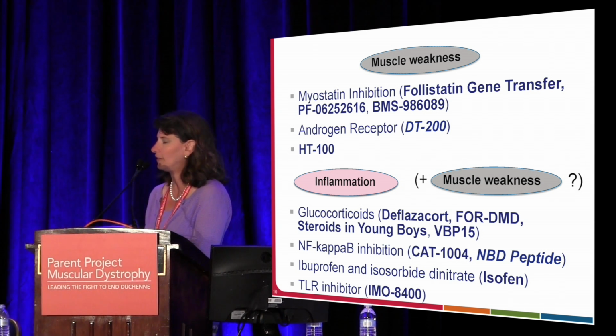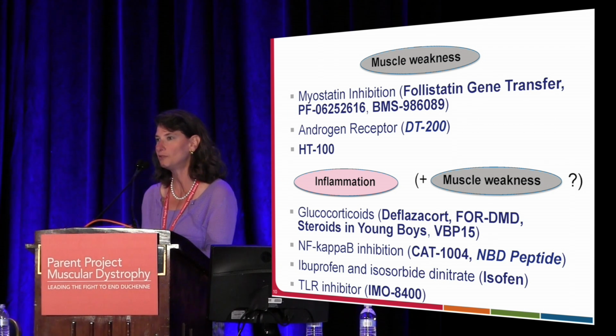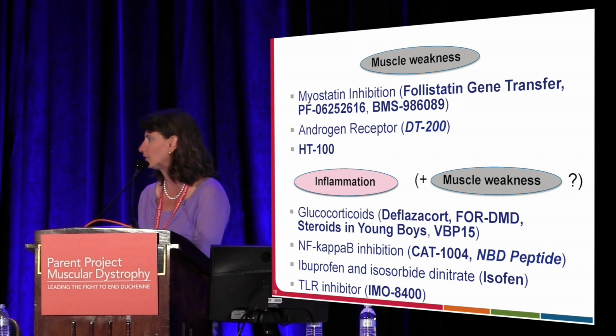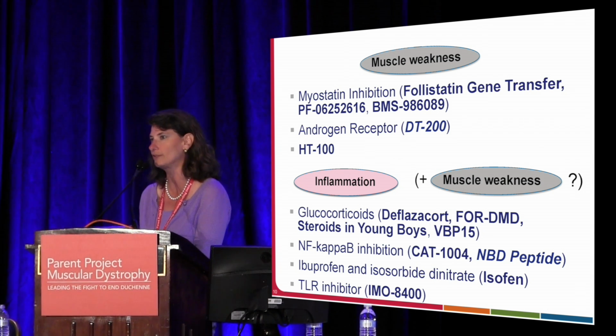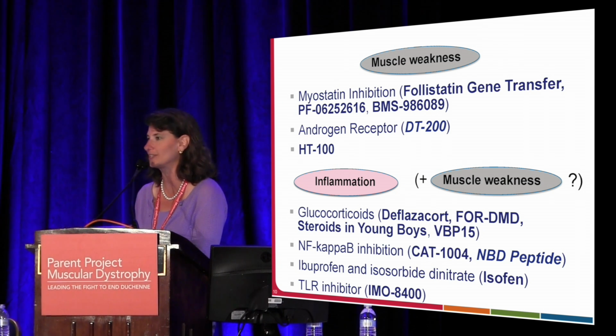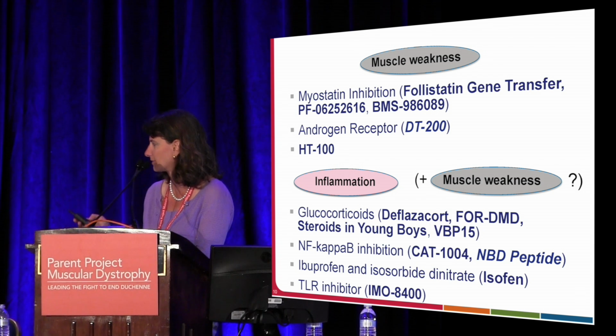So there's another group of therapies that you're probably most familiar with that target inflammation as a primary endpoint, but appear to have secondary effects on improving muscle strength and preventing muscle weakness. The most well-known of these are glucocorticoids, prednisone and deflazacort, and there are several trials going on with these to optimize dosage and timing and compare deflazacort and prednisone. There is also a new glucocorticoid under development, VBP15, by one of our speakers later in the session, to have the same benefit of glucocorticoids without the side effects.